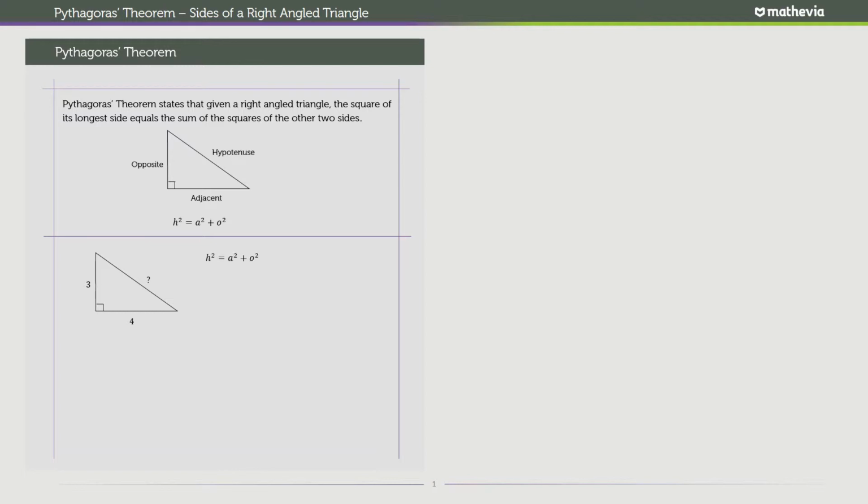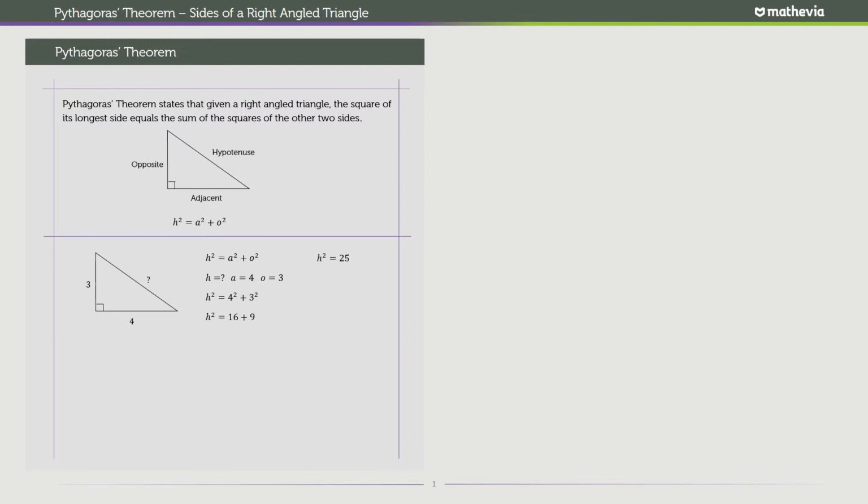And quite simply, we're going to apply Pythagoras' theorem, which states that h squared, the square of the slant side, equals the square of the horizontal side, a squared, plus the square of the vertical side, o squared. Then in this case, we're looking for h. We have that a is 4 and o is 3. So we just put those values into the formula, and we have that h squared equals 4 squared plus 3 squared. 4 squared is 16, 3 squared is 9, so we have h squared equals 16 plus 9.